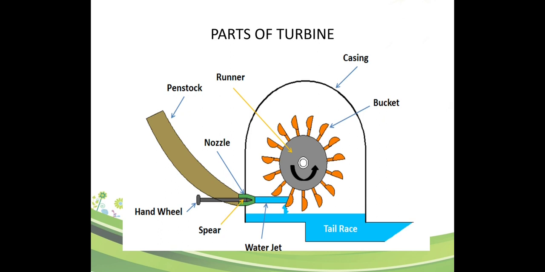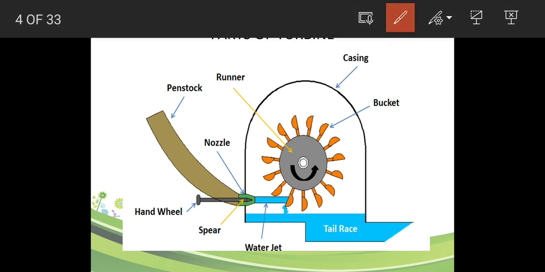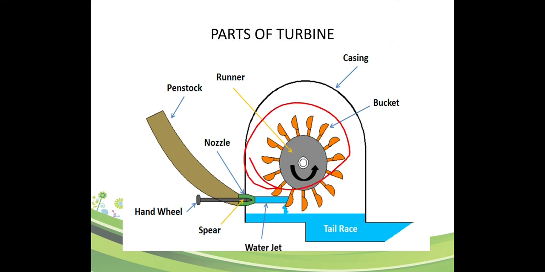Penstock, nozzle, runner, and then casing, bucket. At the bottom side you have the nozzle. The name is called water jet. Spear and hand wheel. We can open the hand wheel. The water comes at very high velocity to hit the bucket. Automatically the runner should run. The runner is connected to the generator, which automatically generates the power.